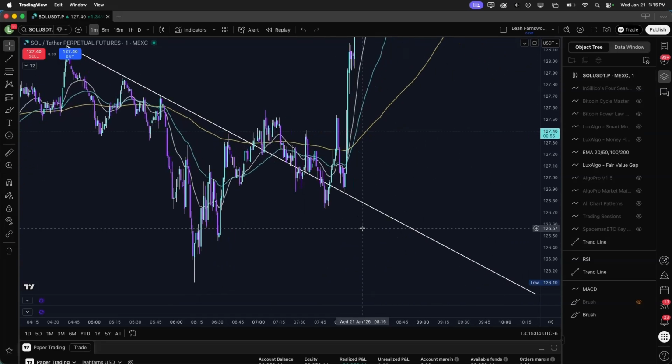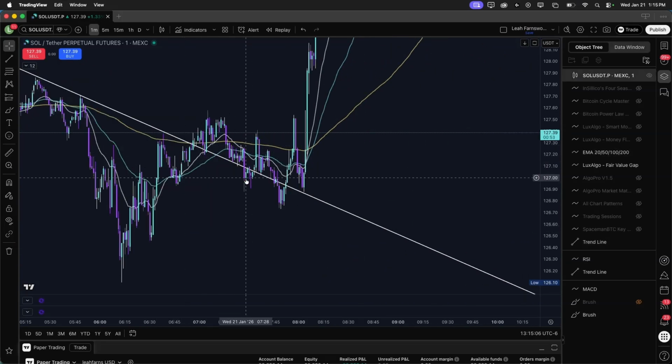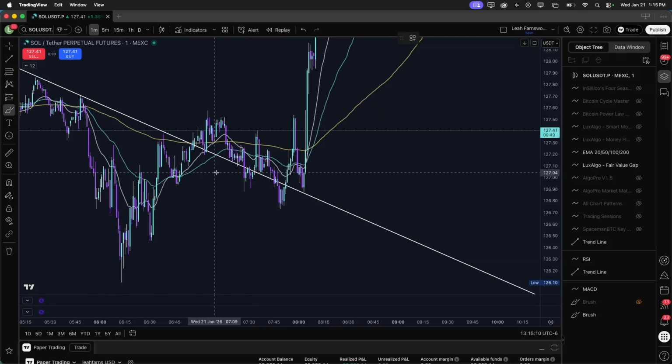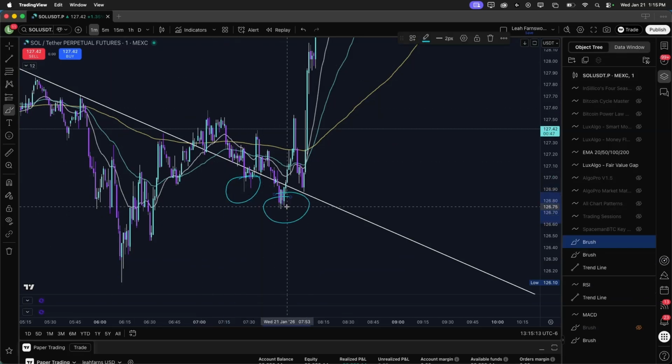And what did we see? We saw it try to come down. It tried to retest towards the bottom. We got some heavy wicks in, right? On the 1 minute, tried to come down again.